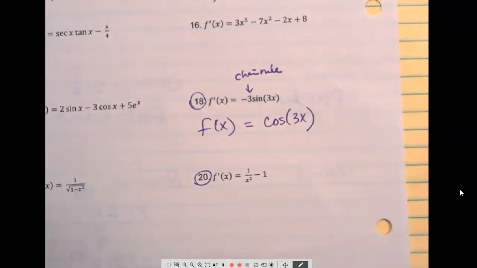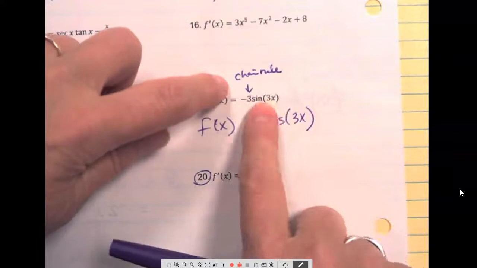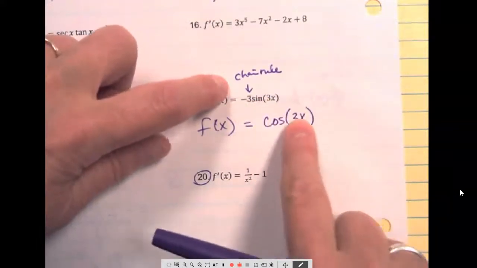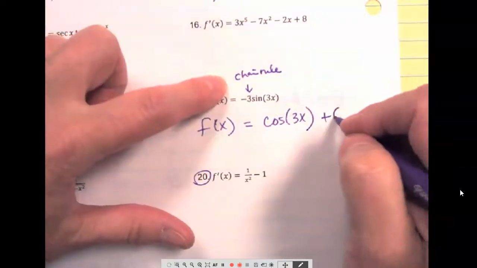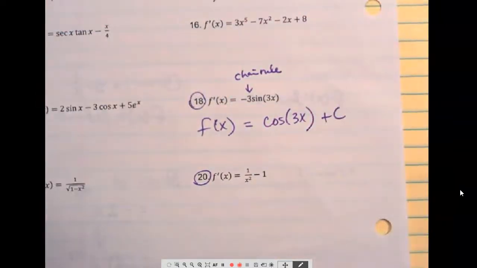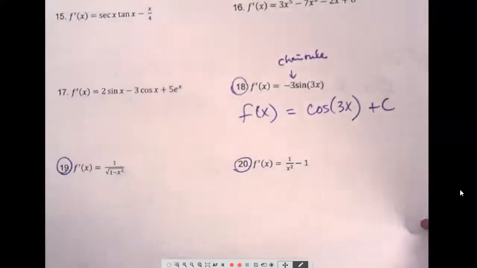All right, so let's think about taking the derivative. The derivative of cosine is negative sine 3x times the derivative of 3x, which puts the 3 out in front, and then add your plus c. Okay, these will get easier the more we do them.